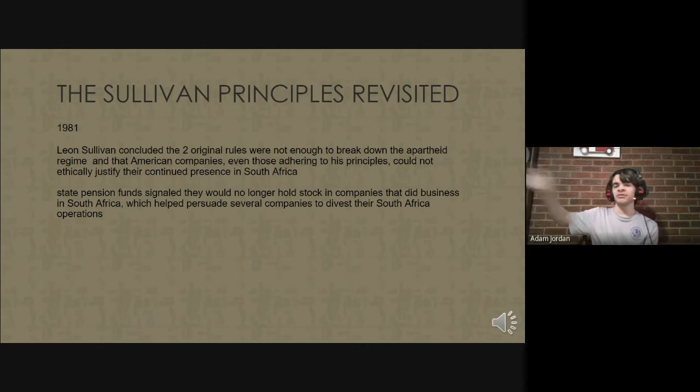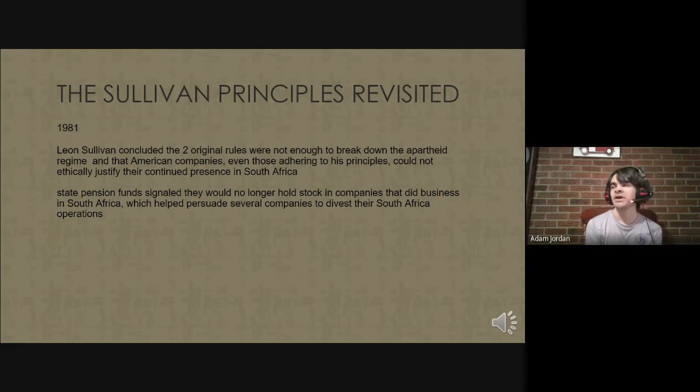In 1981, it was actually concluded that the two original rules, the Sullivan principles established, weren't enough to ethically justify the presence of American companies in South Africa. Just two principles wasn't enough to break down the systematic segregation in the country.